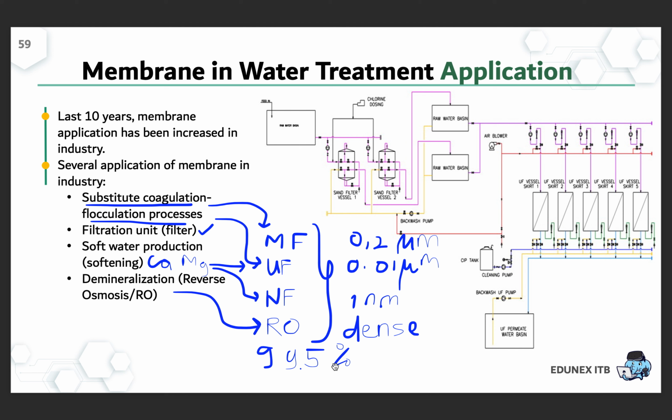You know that sodium is smaller than calcium and magnesium, right? So when we have 99.5% rejection for sodium, it means that I can certainly say that calcium and magnesium can be 100% rejected by RO. But the water that comes out or permeates through the RO may still contain a very small amount of sodium. About 0.5% of sodium can still permeate through the RO membrane, but still this is very good. It can remove a lot of minerals from the water.